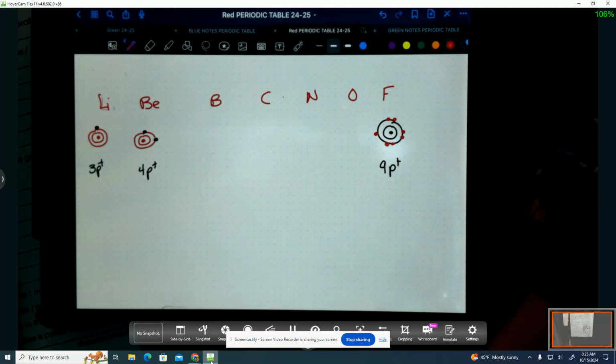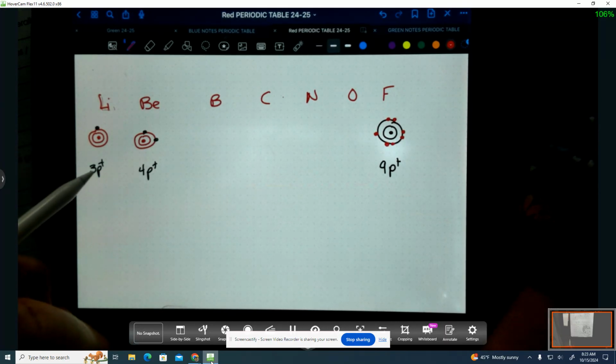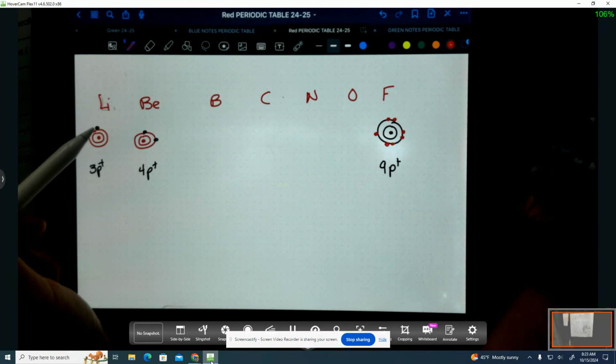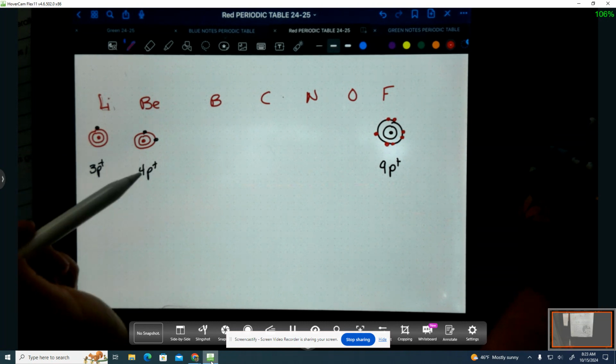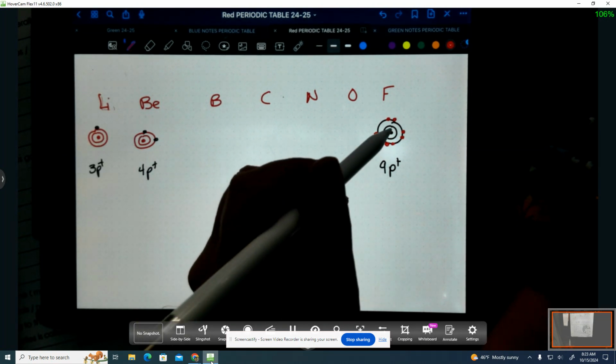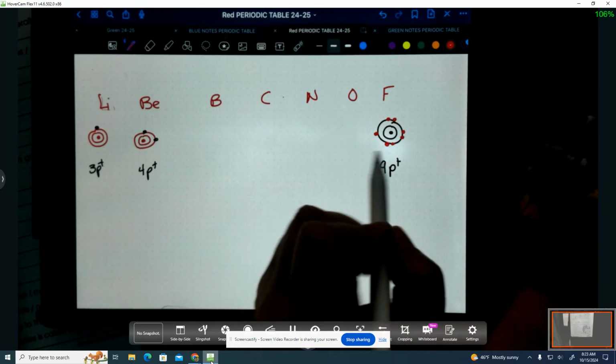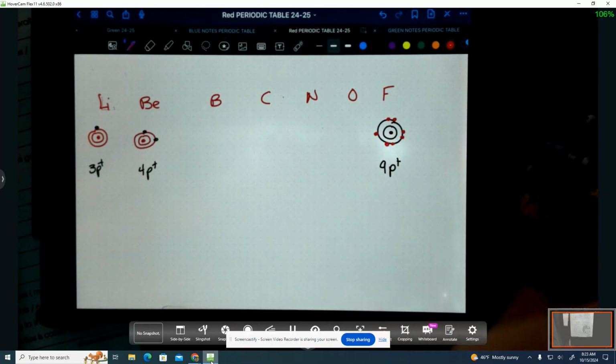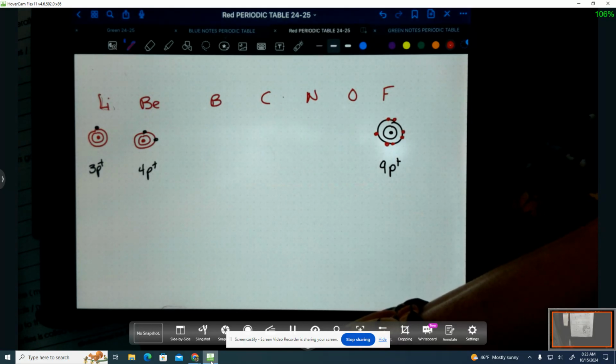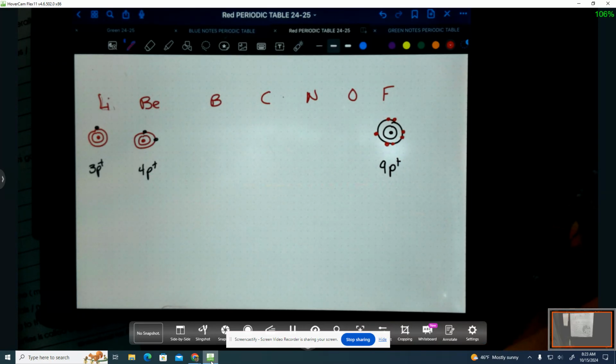Let's say if these are people, okay? 3 people playing tug of war against 2 rings, 2 people. 3 people against 2 people. 4 people against 2 people. 9 people against 2 people. What's going to happen? It's going to shrink. And it's shrinking because the number of positives in this nucleus are getting stronger, and they're pulling on the same number of rings of electrons. Not the actual number of electrons, but rings of electrons.